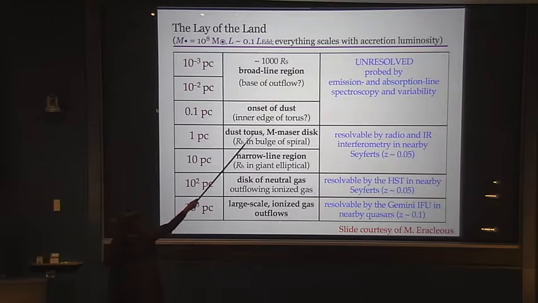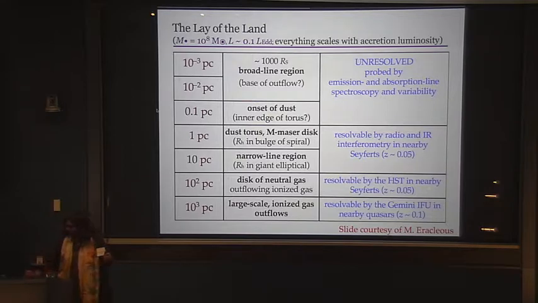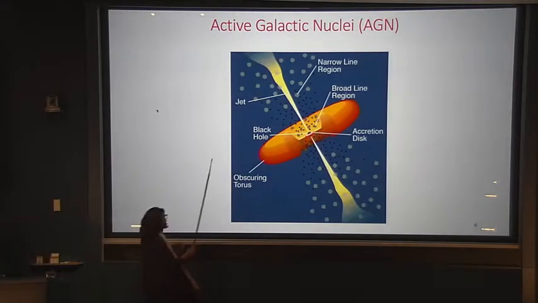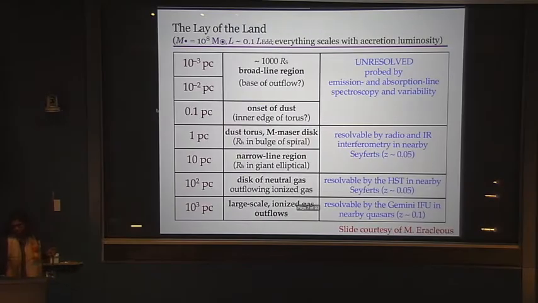And then you have the inner edge of the torus. You saw this torus, this donut structure. We're talking about 0.1 parsecs. And then the narrow line region, the crud that we saw far out, that's narrow line blobs, right, that are actually quite far out. They're almost at 10 parsecs for this example. And then the larger scale ionized outflows that you actually observe.